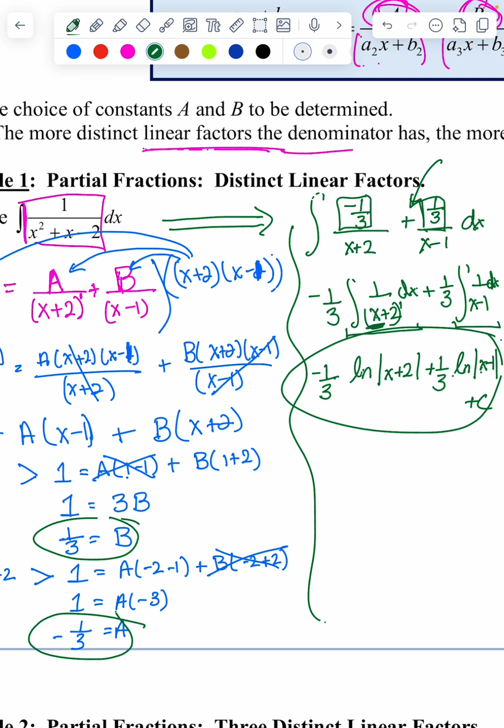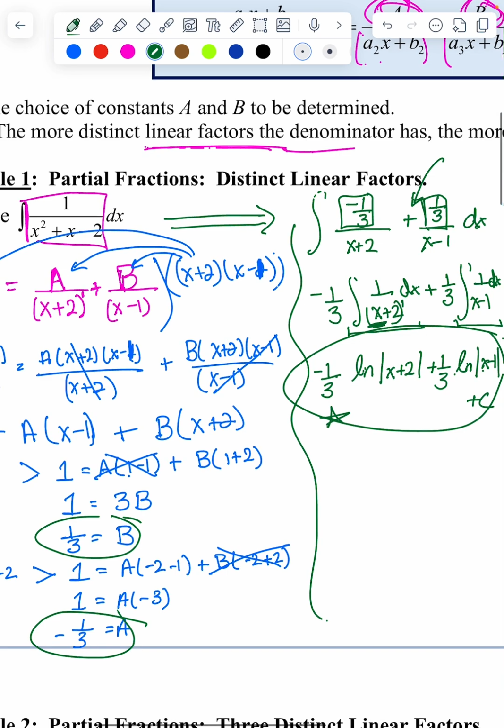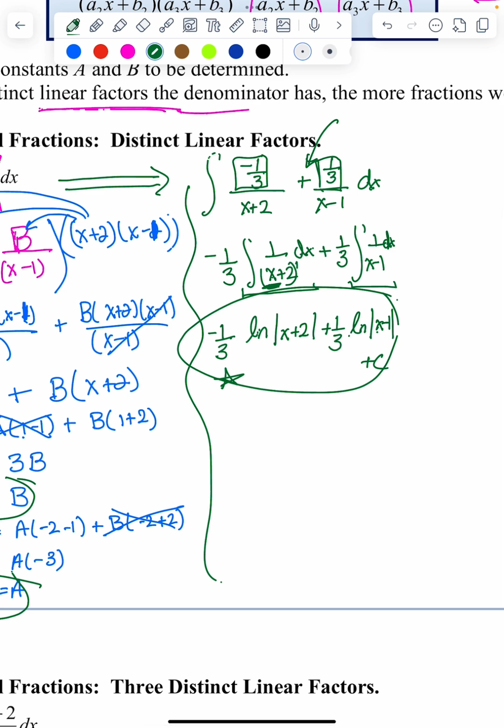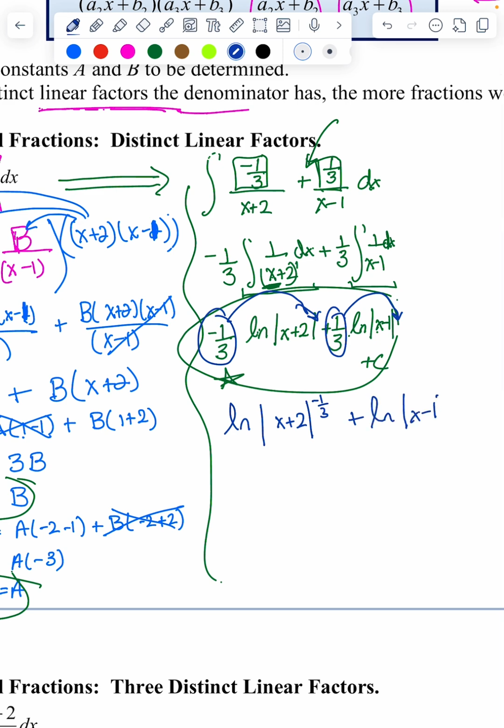Now, just for purposes of multiple choice answers, if this is an FRQ, you would stop right here. If this was a multiple choice question, you might see this where they use the properties of logs and they put all of this stuff together. So if you remember the properties of logs, that 1/3 can come up here. That positive 1/3 can come up here. So this becomes ln of x plus 2 raised to the negative 1/3. And this is plus ln of x minus 1 raised to the 1/3.